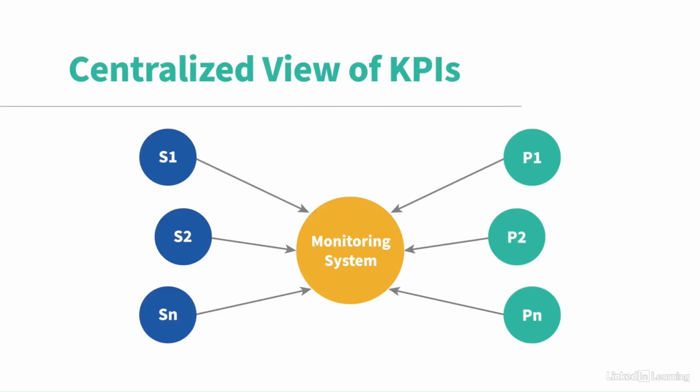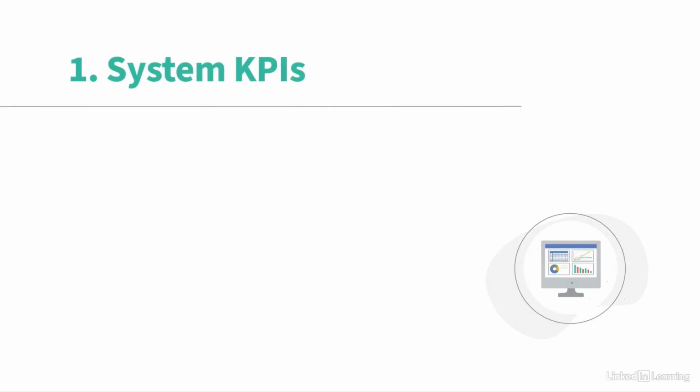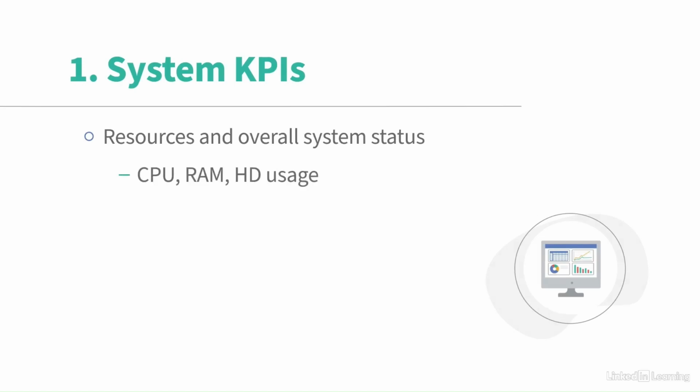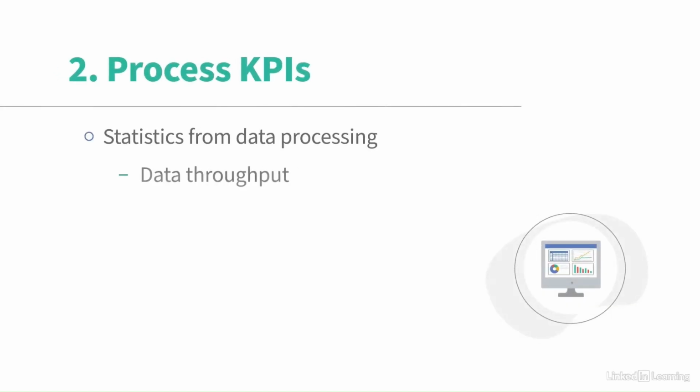These systems need to send their KPIs in there. There are two types of KPIs that you have, and that basically belongs to the systems and the processes. System KPIs and process KPIs. System KPIs very often are resource oriented, right? The overall system status. What's the CPU, the RAM, the hard drive usage? What's the network throughput? Is the system sending an internal error somewhere? System KPIs. And then you have your process KPIs. This is from data transformation, data cleaning, from processing, where you're talking about data throughput, processing time, processing lag.